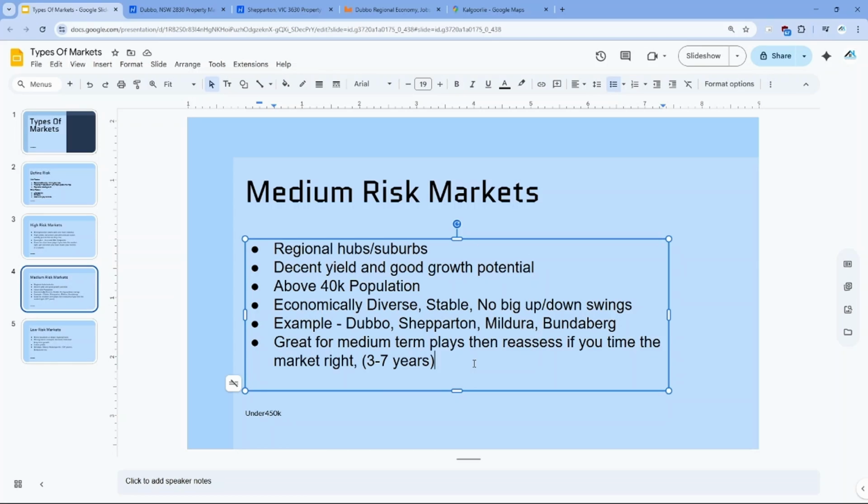But generally speaking, medium risk markets are great. You can hold them for the long term as well, as long as all the basic functions, economic diversity, population is still good, in my opinion. So I hope that helps you understand what medium risk markets are. Let's talk about one more, and that is low risk markets.